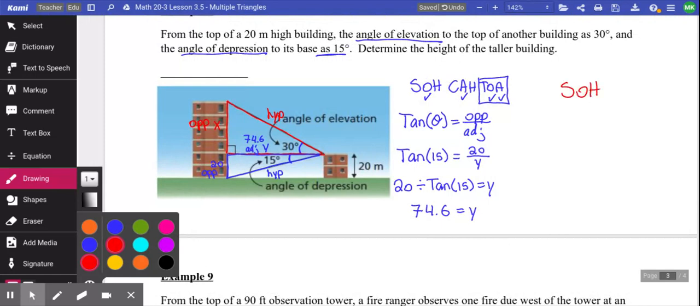I'm going SOH CAH TOA. I put a check mark under what I want to know and a check mark under what I do know. I want to know my opposite, which is the building. I know my adjacent because I just found it in the previous question. And now I know I'm doing a TOA question. My formula is tangent of an angle equals opposite over adjacent.